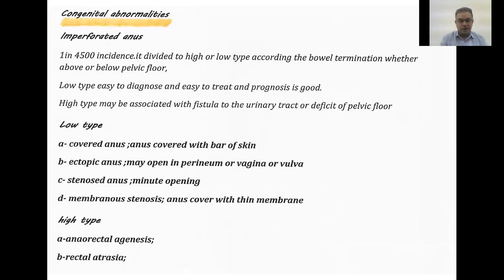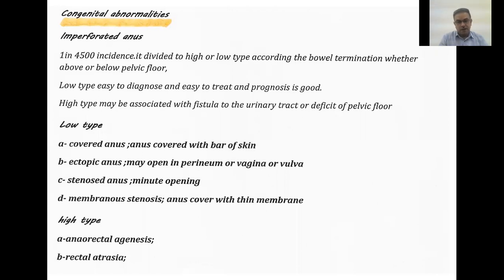Congenital abnormalities of the anus and the anal canal. Imperforate anus occurs in 1 in 4,500 births, divided into high or low types according to the bowel termination, whether above or below the pelvic floor. The low type is easy to diagnose and easy to treat, and the prognosis is good. The high type may be associated with a fistula to the urinary tract or a deficit of the pelvic floor.